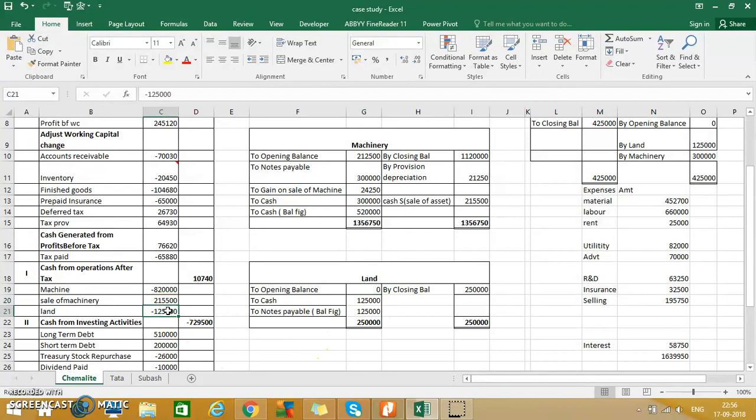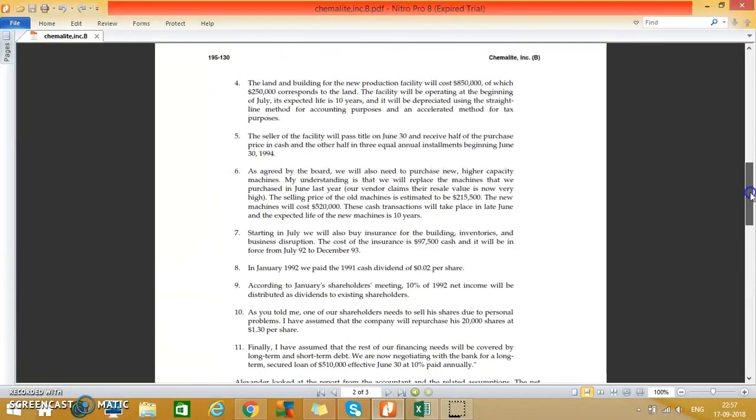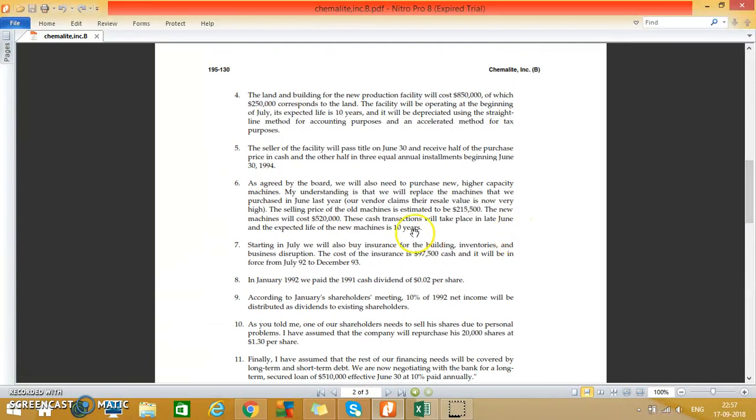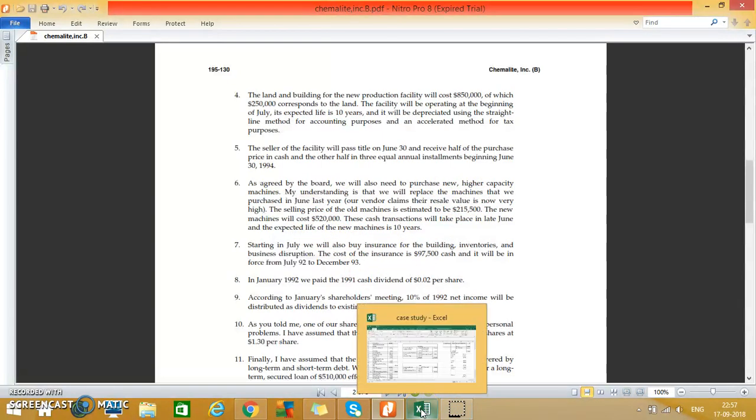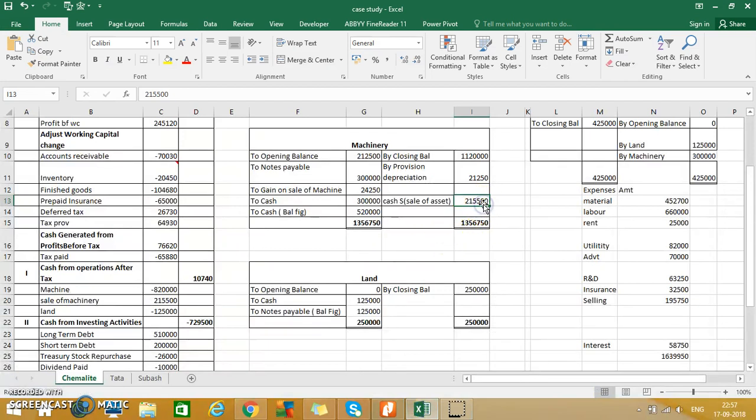While in the case of machinery, you find that there is an amount of cash on the credit side, which is 2,15,500, which has been told in the problem that the company is actually wanting to sell away this old machinery to make way for the new one. So you have sold away this 2,15,500. The company has sold away 2,15,500. Thereby the cash receipts happen, and that's what is here. So two negative numbers, which is because of buying of the assets, and one positive number because of the sale.